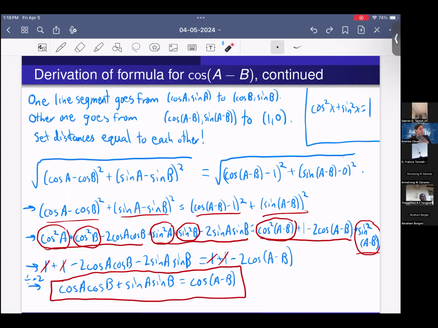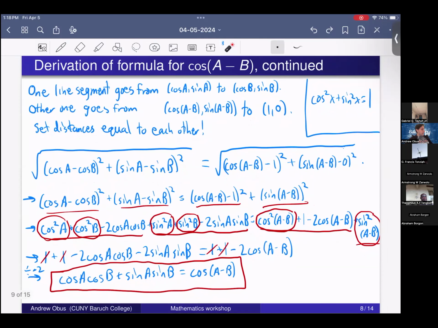And since they're equal to each other, you can write down their lengths using the Pythagorean theorem. That's how these lengths go. If we write down the lengths with the Pythagorean theorem, they're equal. And so if we look at the equation that you get from setting them equal and simplify it, you end up getting exactly this formula for cosine of A minus B.